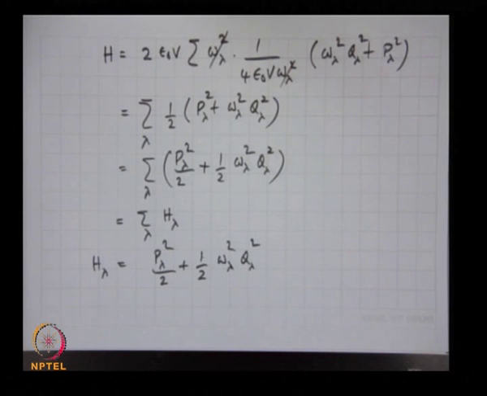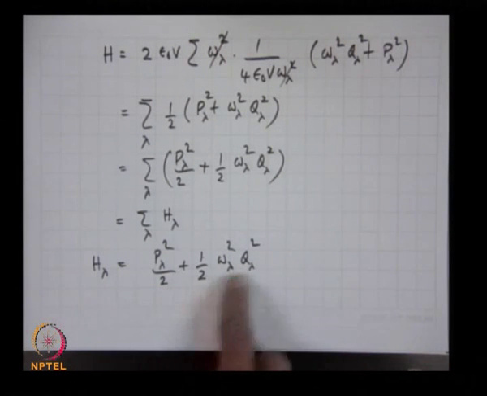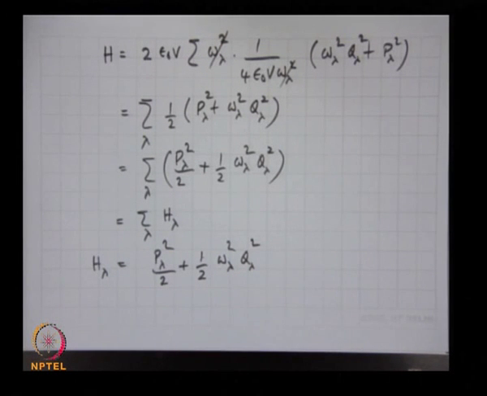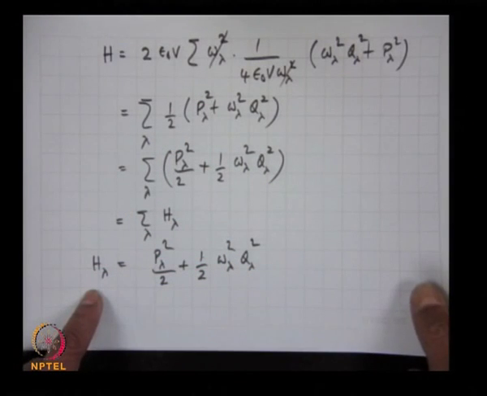Now I must make sure, I'll show you that q lambda and p lambda are canonically conjugate variables. And how do I show that? I check whether this h lambda satisfies Hamilton's equations of motion with q lambda and p lambda as canonically conjugate variables. So I substitute this h lambda into the Hamilton's equation.